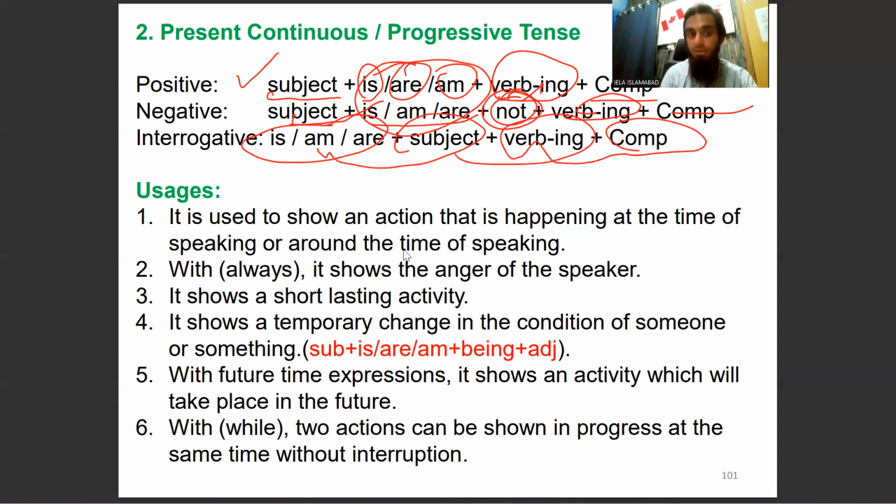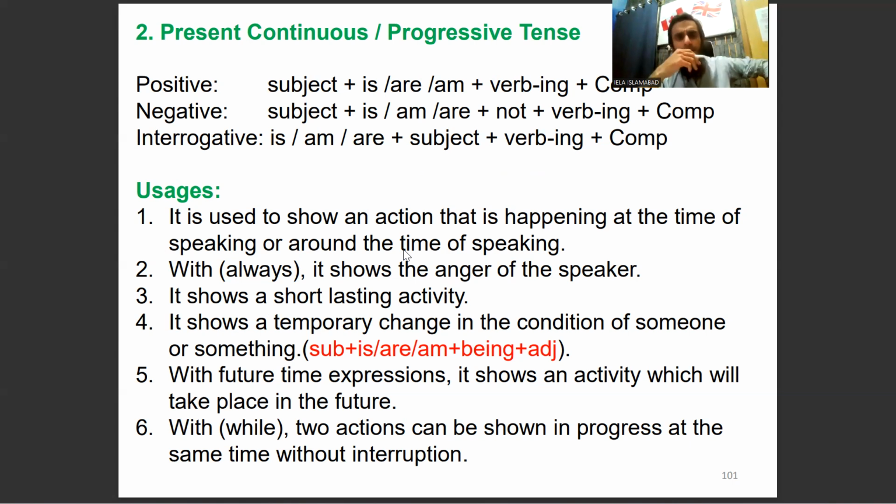Now, what are the usages of present continuous? Very, very easy. See, it is used to show an action that is happening at the same time of speaking or around the time of speaking. If something is happening right now, we talk about that in the present continuous. Like I am writing, I'm speaking, I'm delivering the lecture. Lianso is listening. She is understanding.